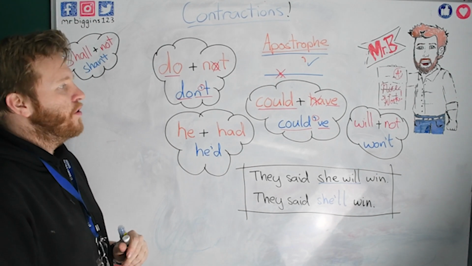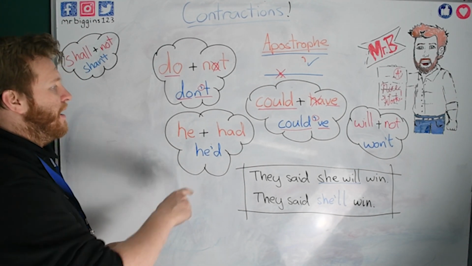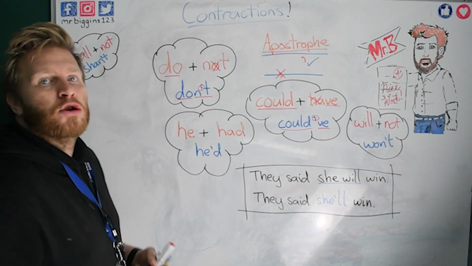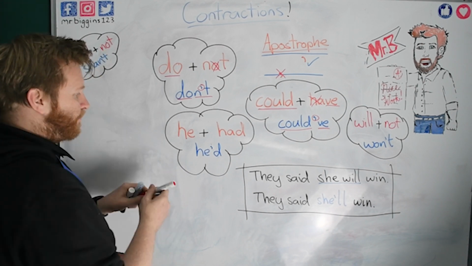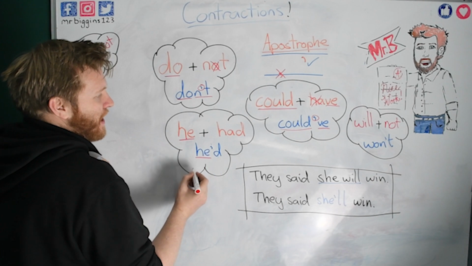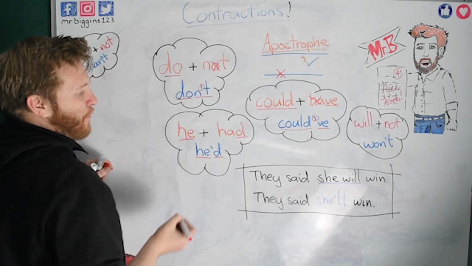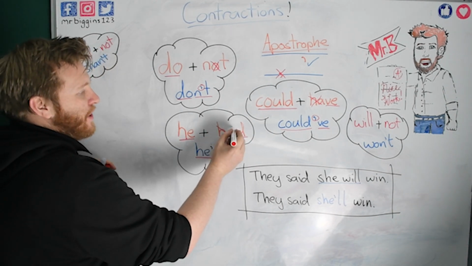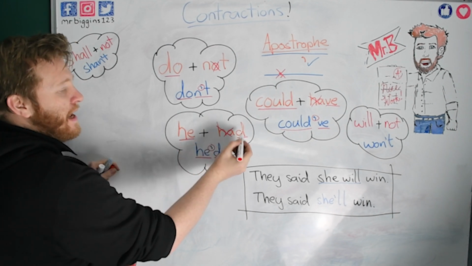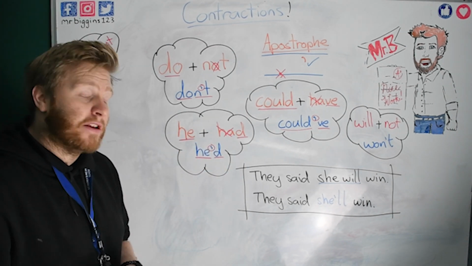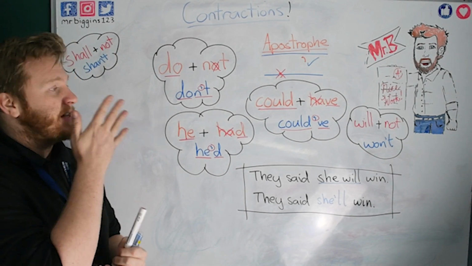And here we've got another one that has more than one letter missing. We've got he had. Sometimes people contract those instead of he had. They say he'd. We can see we've got the H-E and then we've got the D from had. So we haven't got the H and the A. So that is why our apostrophe goes between the E and the D, because that's where the letters are missing. Okay, so that's how we use them.